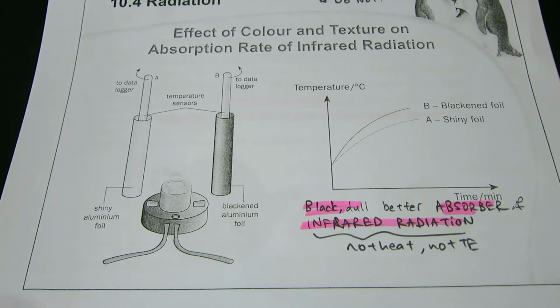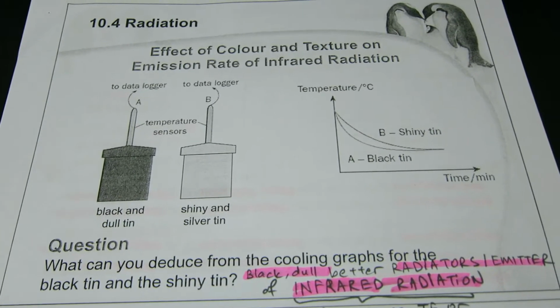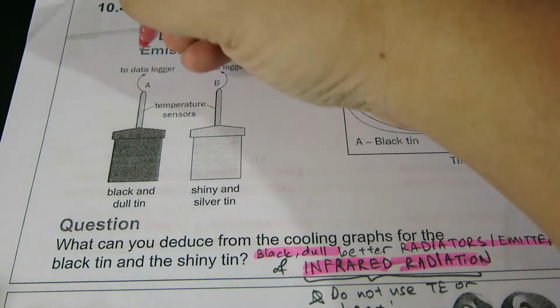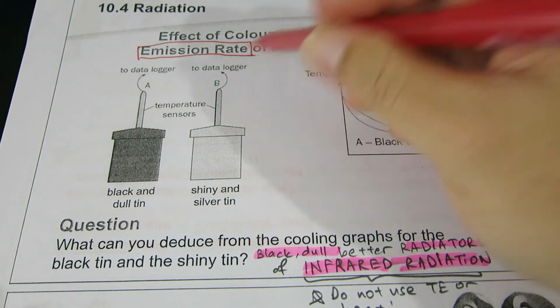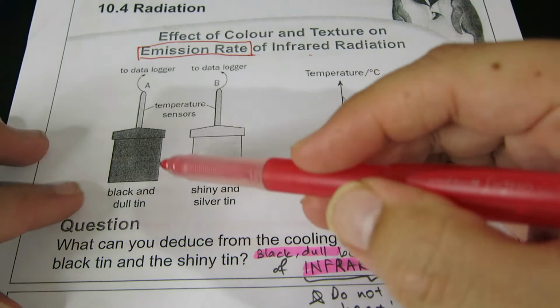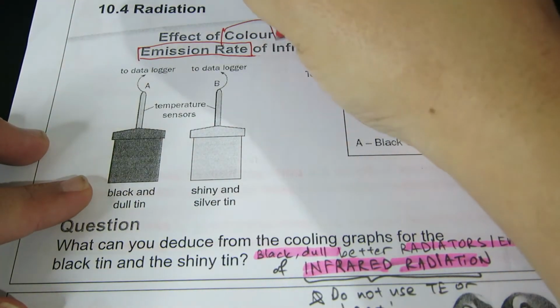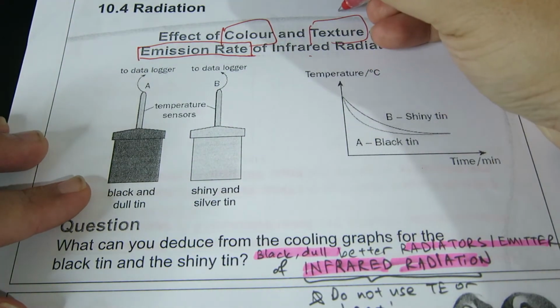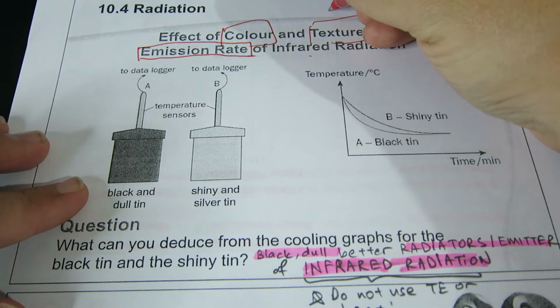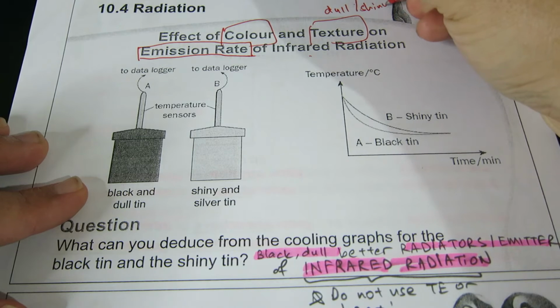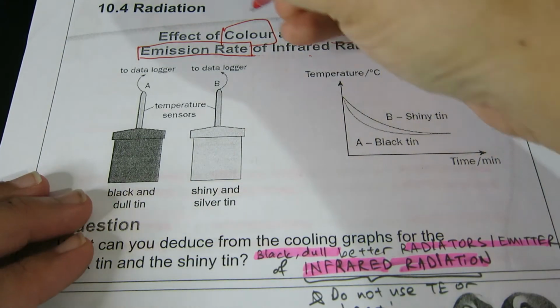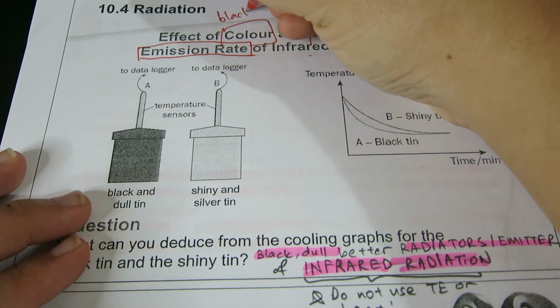Alright, so what do we know about color and texture on the emission? That means the infrared radiation that is being given out. Texture is whether it's rough or smooth, so we use it as dull as opposed to shiny. Color, we always talk about it in terms of black or silver.